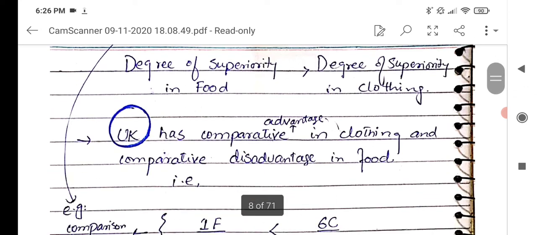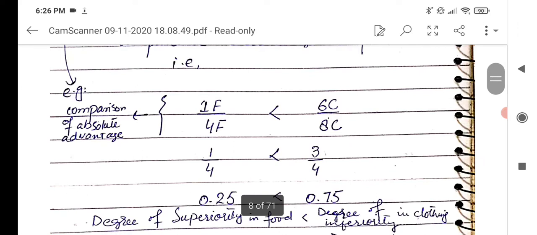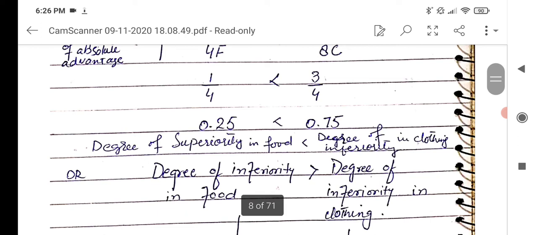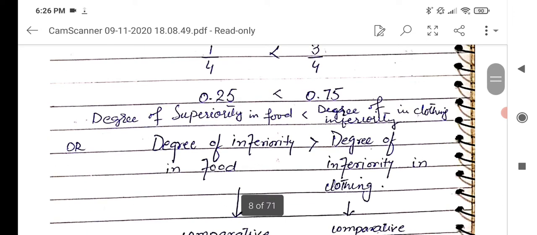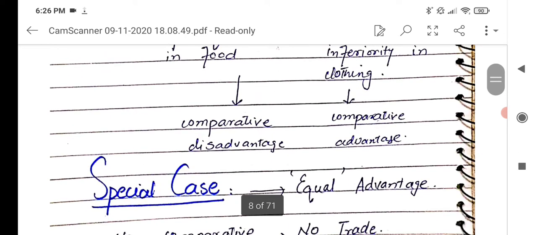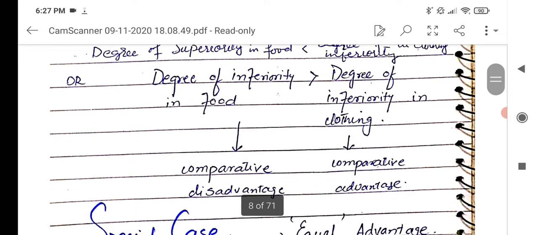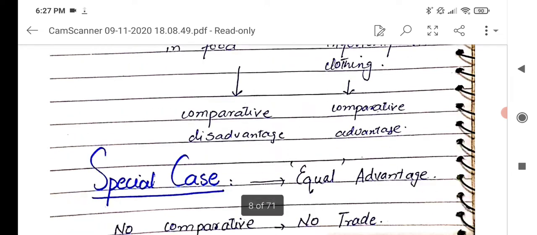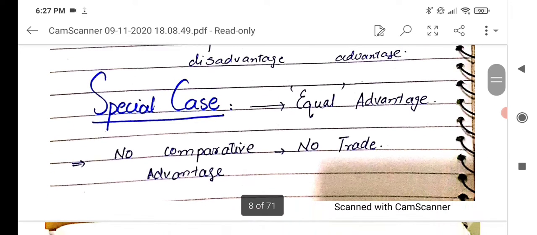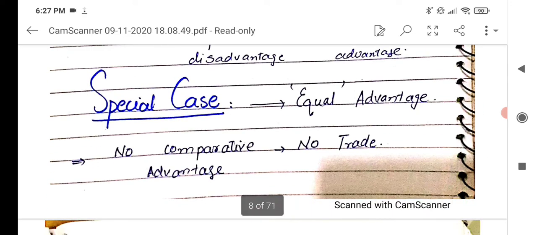The UK has comparative disadvantage in food, and its degree of inferiority in food is 1 over 4, which is less than 3 over 4 in clothing, that is, 0.25 is less than 0.75. Here the degree of inferiority in food is greater than the degree of inferiority in clothing, so the UK has comparative disadvantage in food and comparative advantage in clothing. Now the special cases: equal advantage means no comparative advantage and no trade.